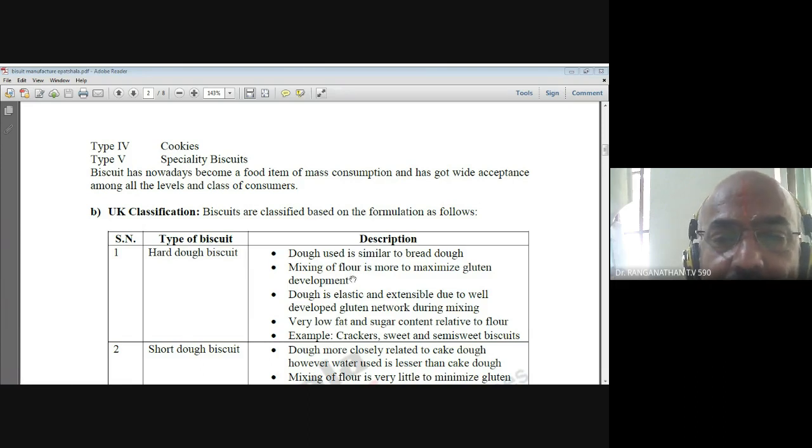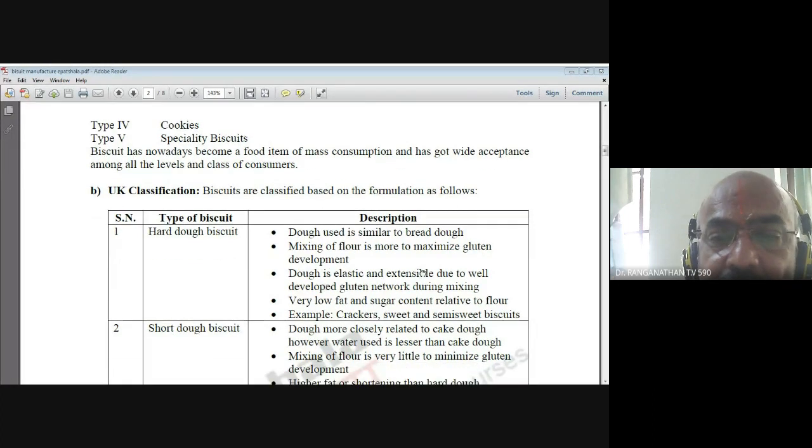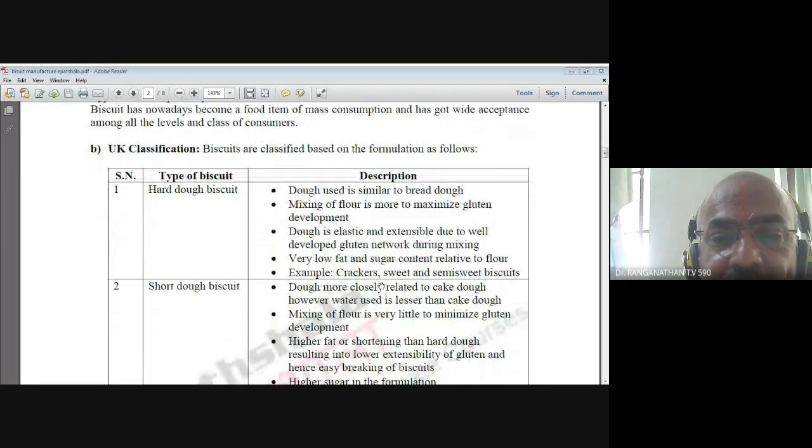Fine. So mixing of flour is done to maximize gluten development, that is, water is added. Dough is elastic, with very low fat and sugar. I think I already told you. Examples are crackers.